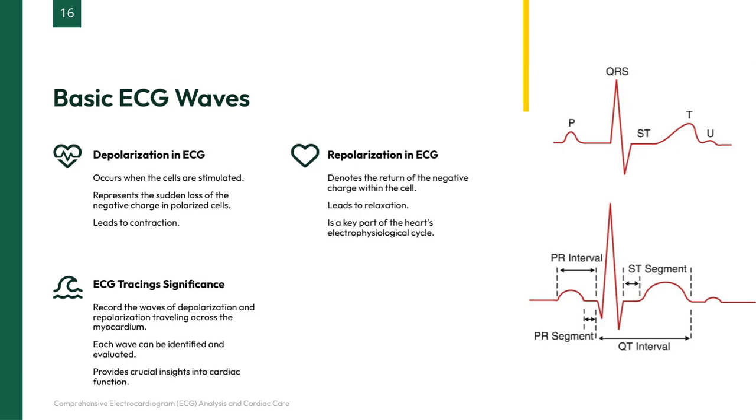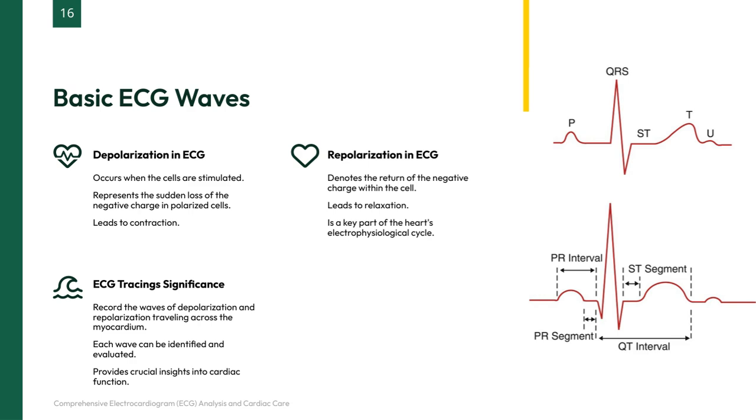Depolarization in an ECG happens when the heart cells are stimulated. This process represents a sudden loss of the negative charge inside those polarized cells, which triggers the muscle to contract. Essentially, it's the electrical signal that tells the heart to beat. Repolarization, on the other hand, is the process where those cells regain their negative charge. This marks the heart muscle relaxing after contraction and is a vital part of the heart's electrical cycle, allowing it to prepare for the next beat.